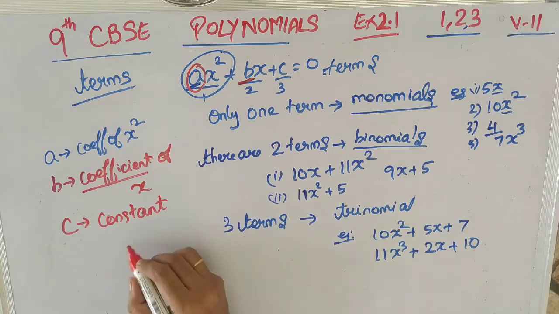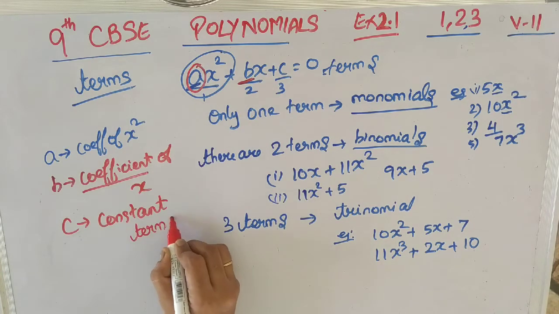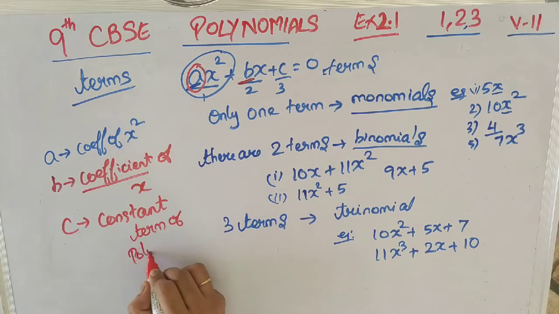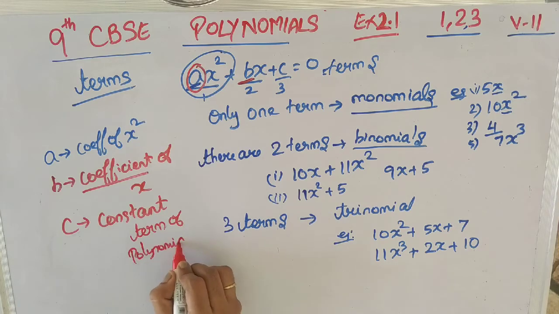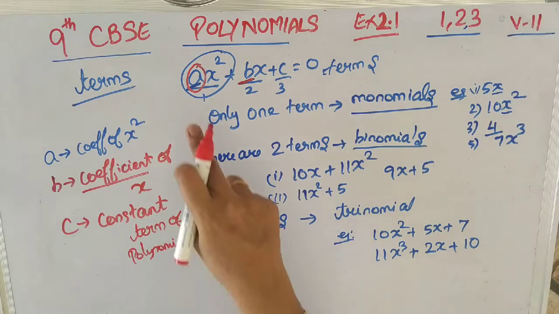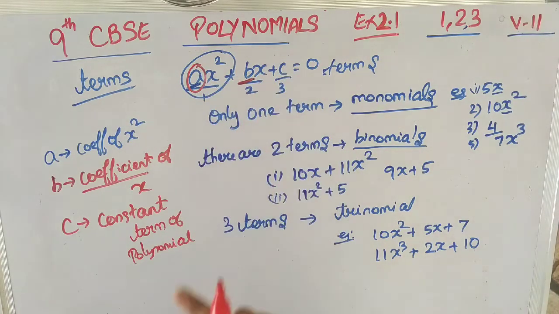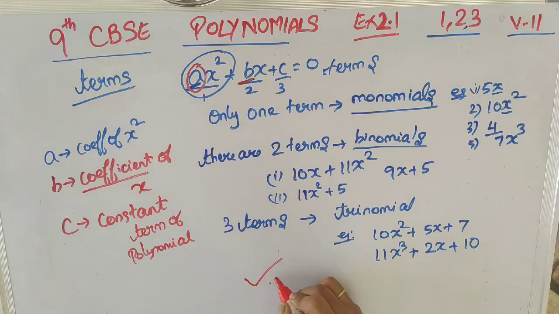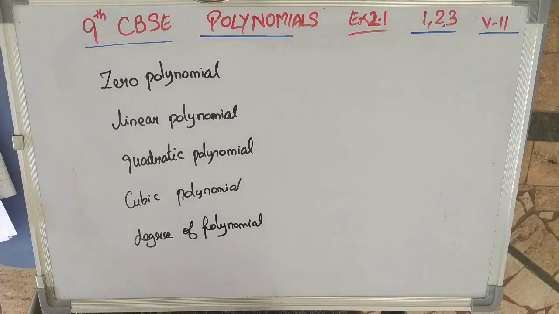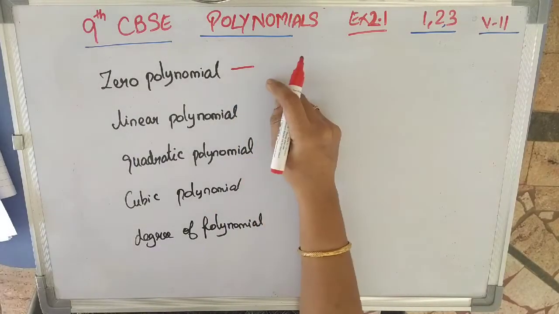Even simply a constant term is also a polynomial. It is a monomial, right? I have said already 4 is a monomial. A is the coefficient of x squared, b is the coefficient of x and c is a constant term. Clear? Now let's see what are the types of polynomial.